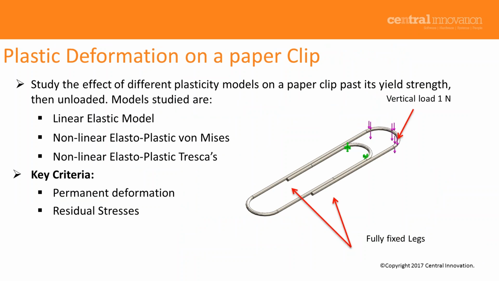Now let's have a look at our case study. We will have a paper clip, and we would like to understand, if we fix some legs and apply even a very small load like 1 Newton, whether we can capture the permanent damage and the permanent deformation on this structure. In this case study, we will look at two different criteria for plasticity: nonlinear elastoplastic von Mises criteria and the nonlinear elastoplastic Tresca model.